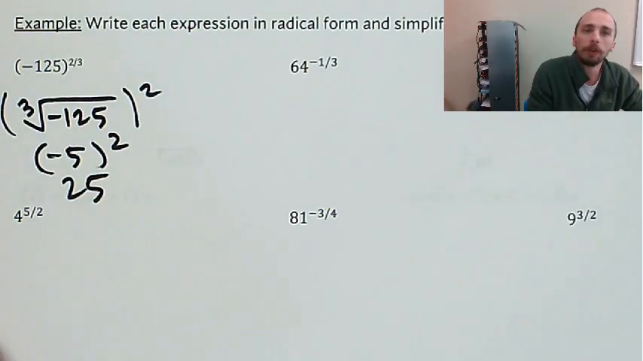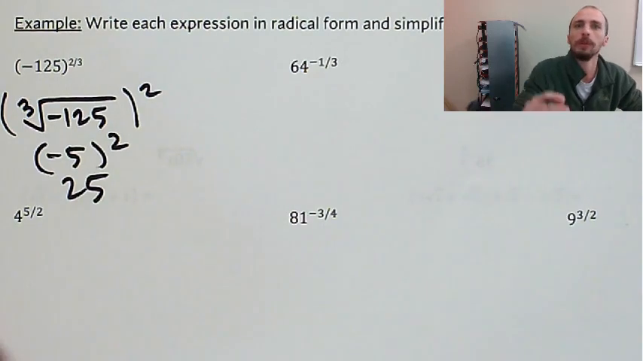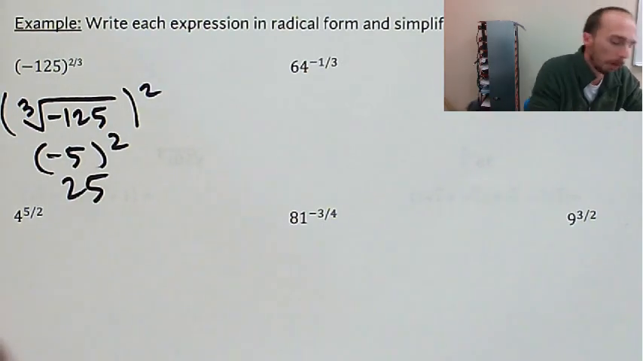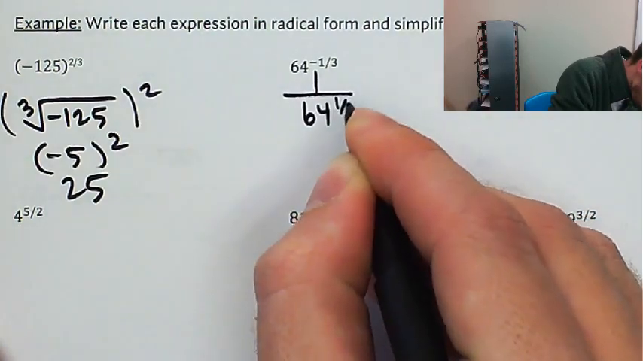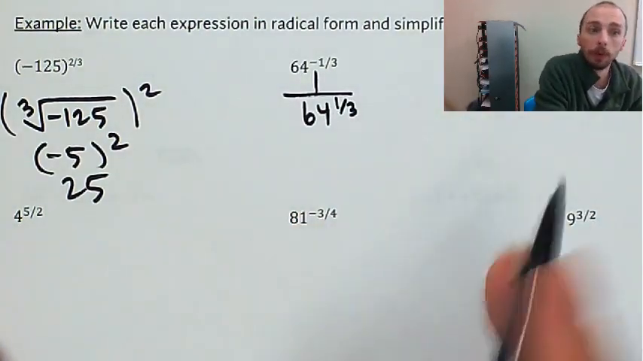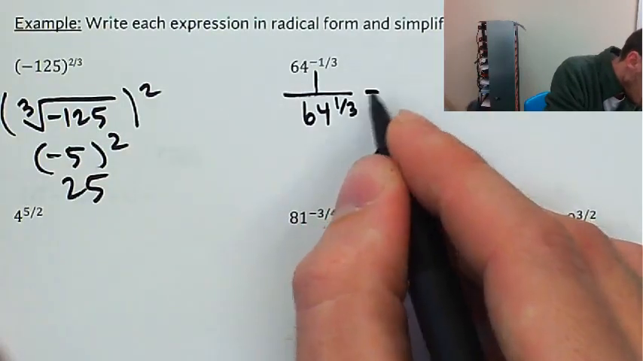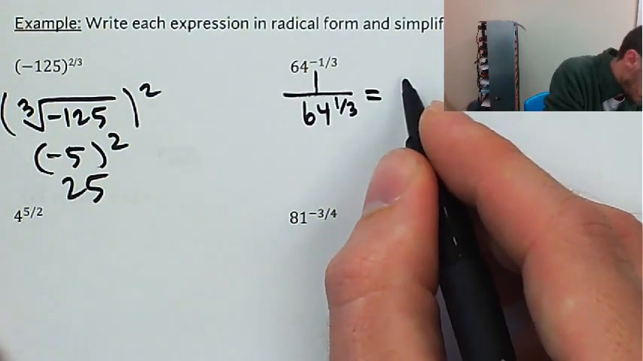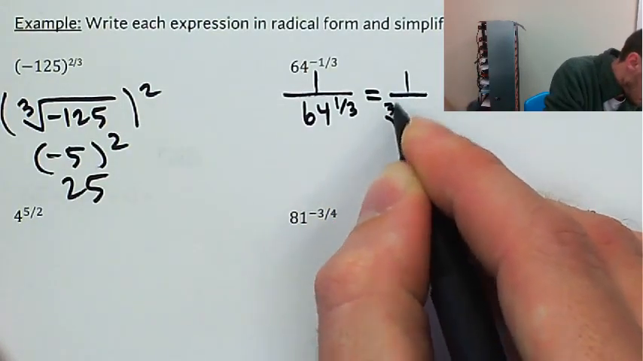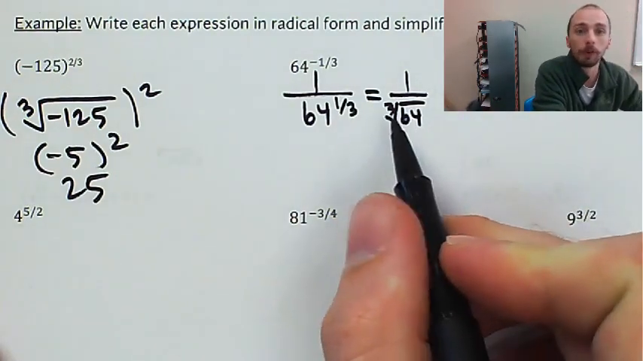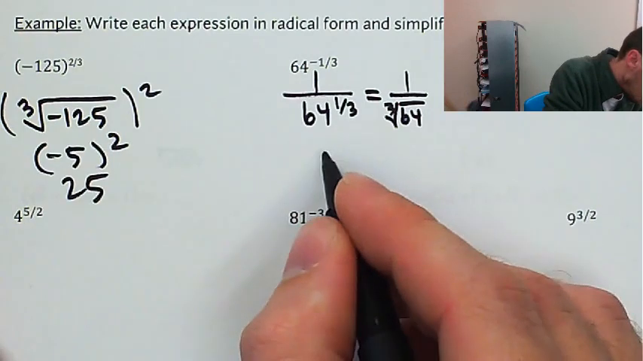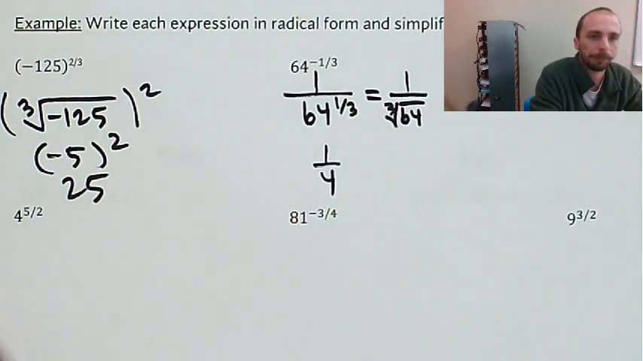Okay, 64 to the negative 1/3. Remember that the negative power just turns it into a fraction, so it's going to be 1 over 64 to the positive 1/3. The 1/3 power, that's going to be the cube root. So it's 1 over the cube root of 64. The cube root of 64 is 4, so this is going to be equal to 1/4.